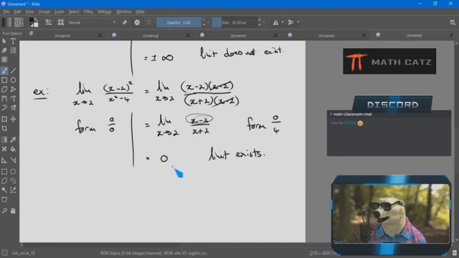Well, the numerator is x minus 2. 2 minus 2, 0. So the numerator alone wants to go to 0. The denominator is x plus 2. Close to 2, it wants to go closer and closer to 4. 2 plus 2. So now I have an interaction of a numerator and a denominator that do different things.